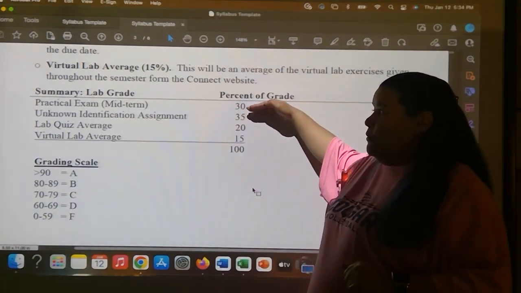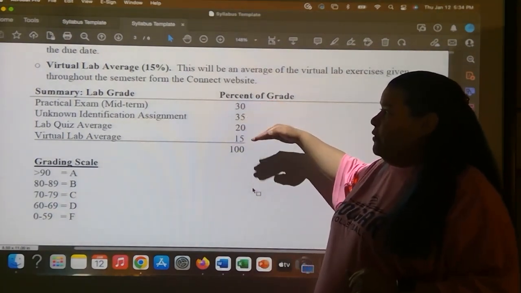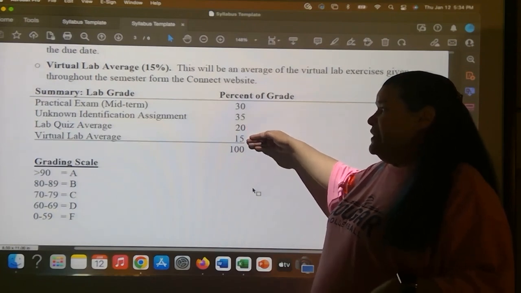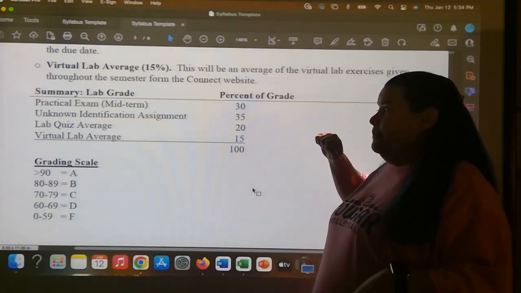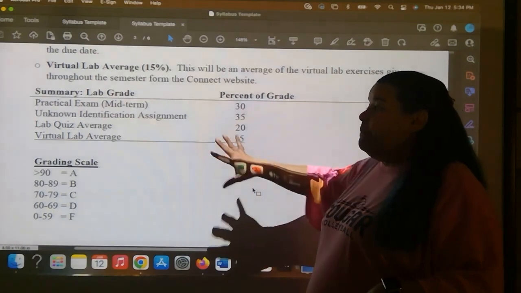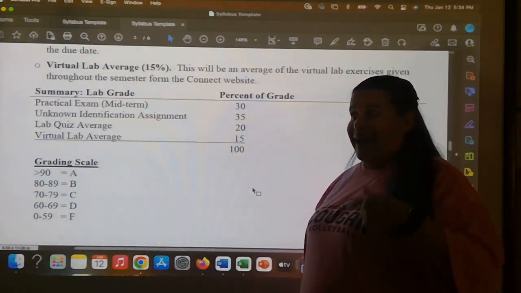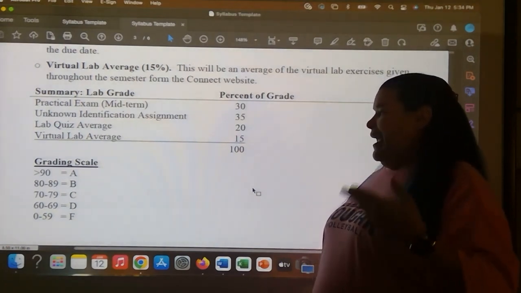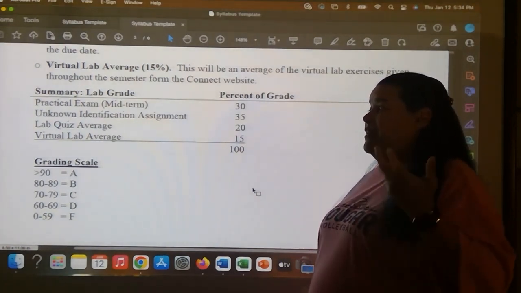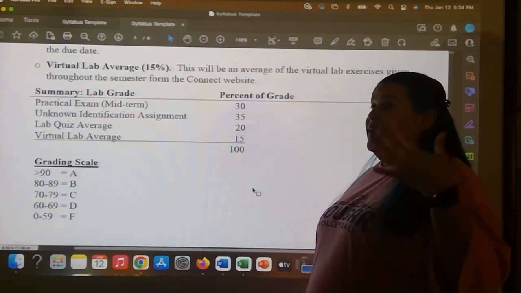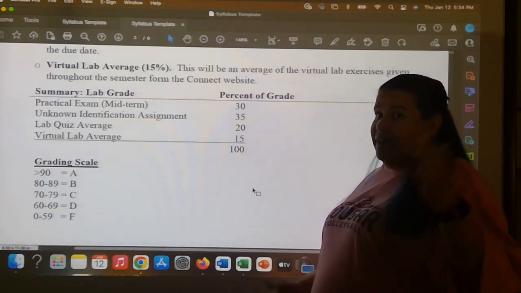Again, 30 points for your practical, 35 for your unknown, 20 for your quiz average, 15 for your virtual labs. And your grades are broken down as follows. 90 to 100 is going to be an A, 80 to 89 is going to be a B, 70 to 79 is a C, 60 to 69 is D, 0 to 59 is an F.